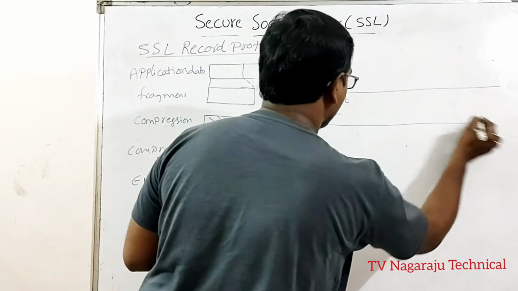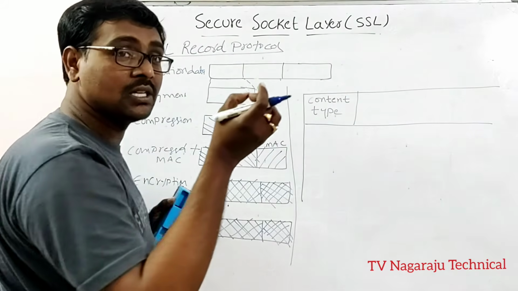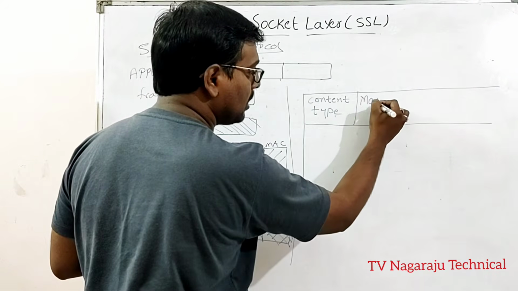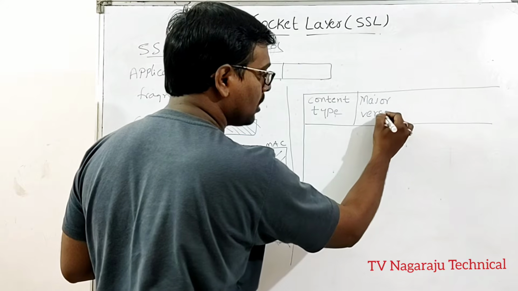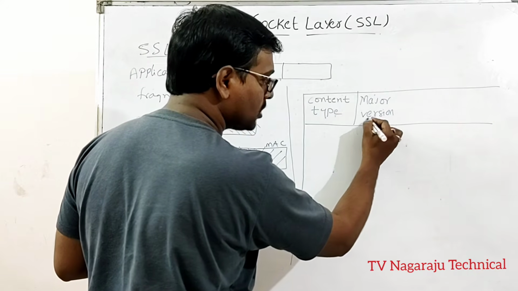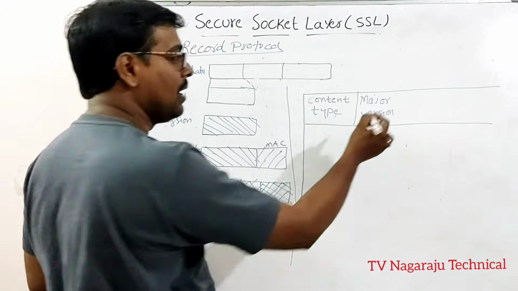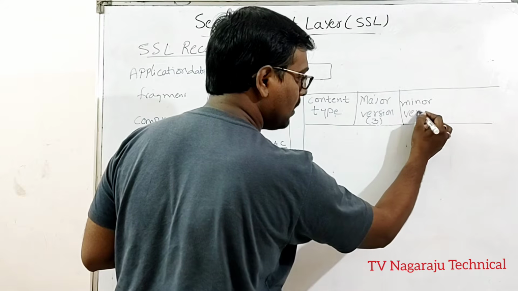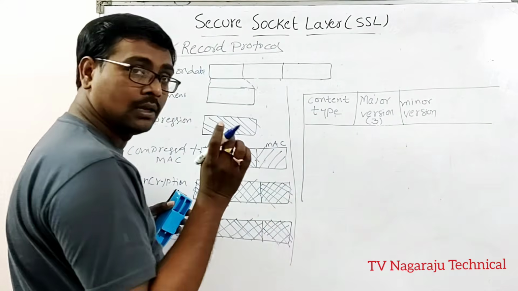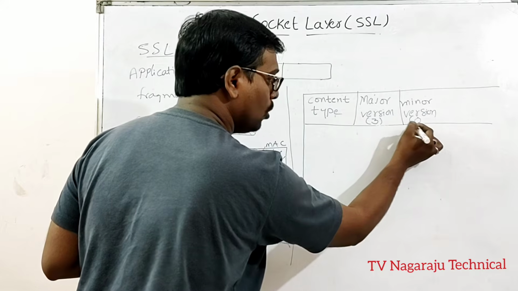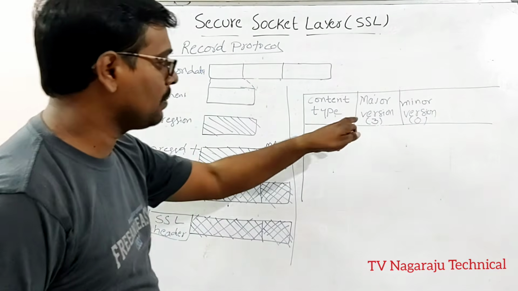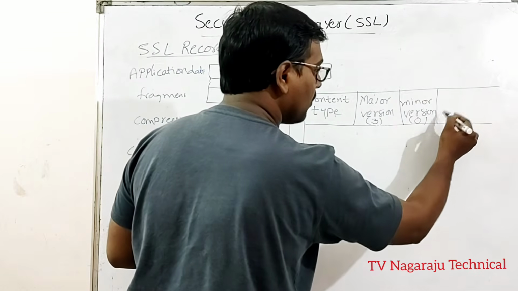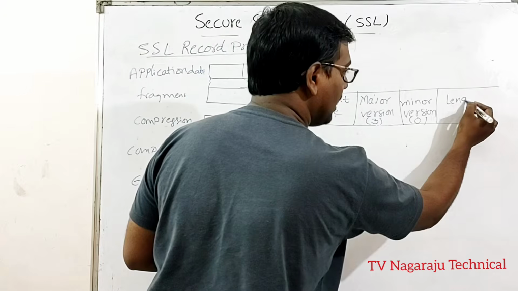Now the second one: we have different versions of SSL. What are they right now? The major version is version number 3. After that, the SSL header also consists of the minor version, which is 0. So up to now these are fixed. The major version is 3, the minor version is 0, and along with it comes the length.